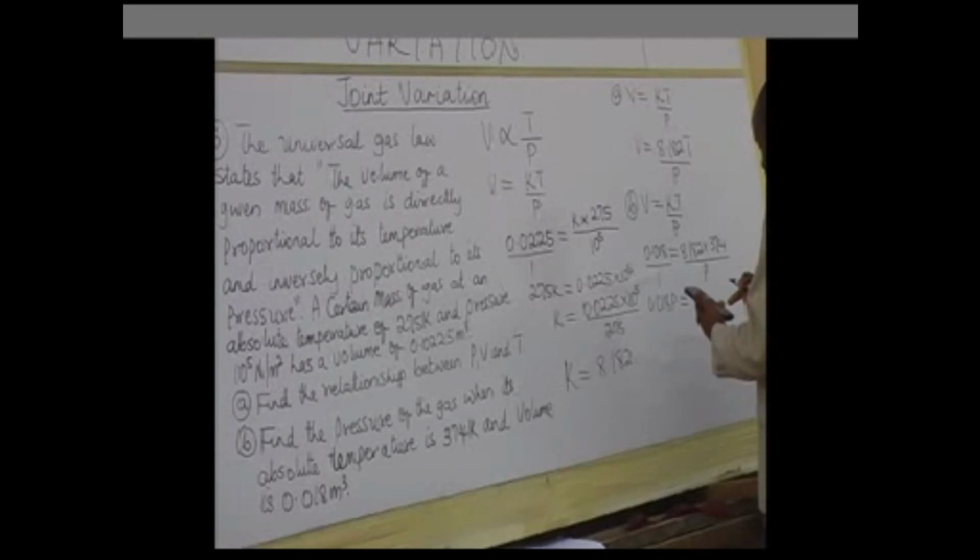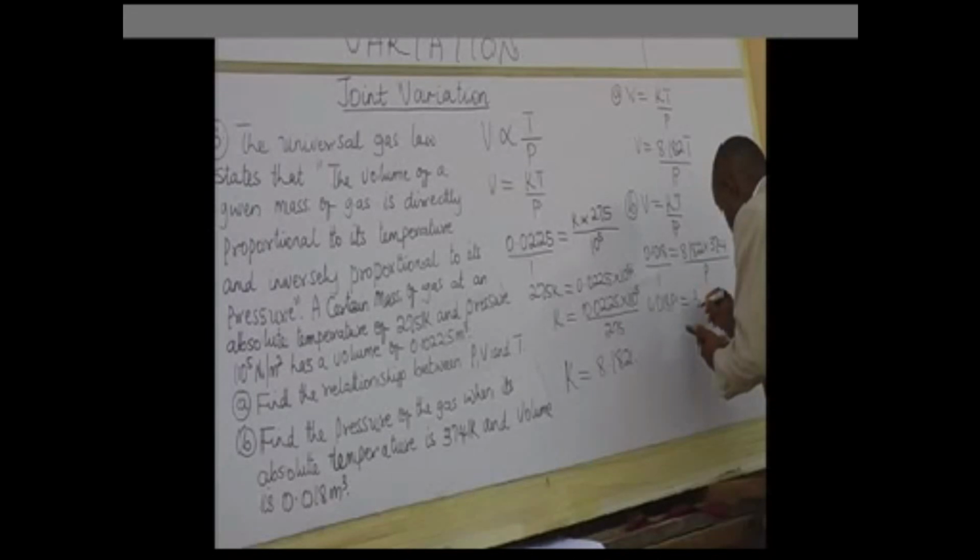Let's find our value. Using our calculator, 8.182 times 374 is giving me 3060.068.